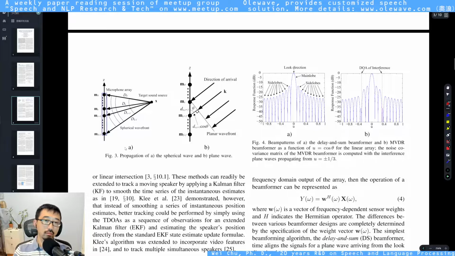So these people first describe a very simple scenario, in which all the microphones are sitting on one line. So this is called a line-shaped microphone array. And you can see these microphones M0 to M(S-1) means there are S microphones, okay? And there is a target sound source X.